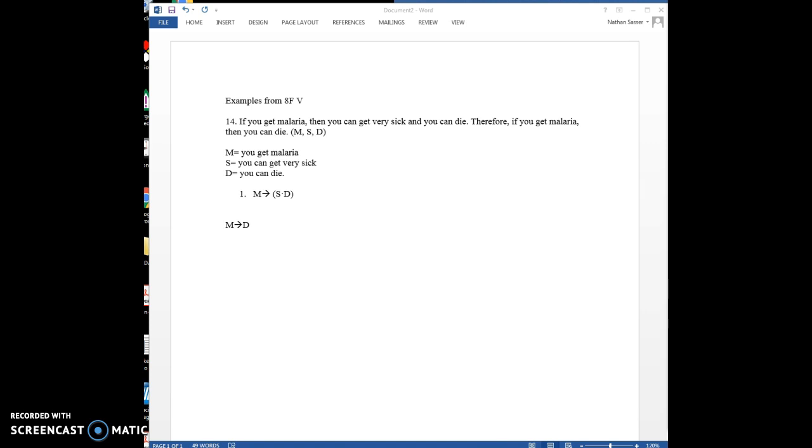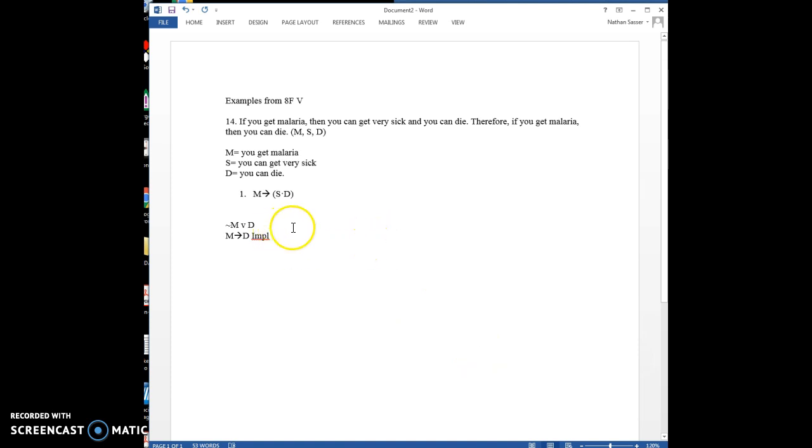So in order to get if M, then D from implication, the premise I'm going to need to use is this: either not M or D. Now I'm trying to think about, okay, well, how do I get not M or D? And that is a really good question. And actually, I'm not sure. When I first started staring at this proof, I wasn't sure.